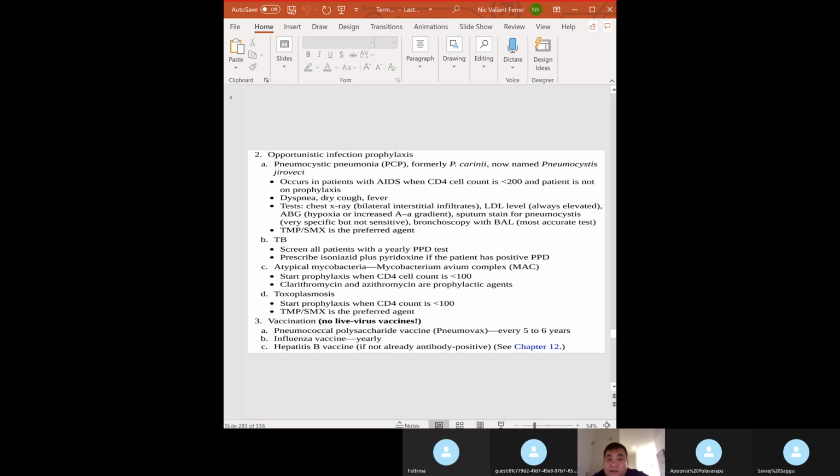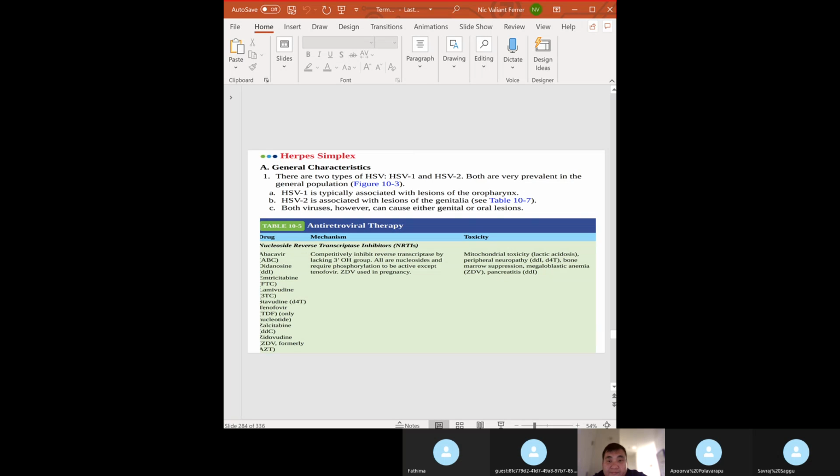Opportunistic infections for PJP. What's the test? Chest X-ray. High yield, what's the treatment? Trimethoprim-sulfamethoxazole. For TB, we talk about that: isoniazid with pyridoxine. For atypical, for MAC, clarithromycin and azithromycin, your macrolides. For toxoplasma, Bactrim, trimethoprim-sulfamethoxazole. High yield, no live virus vaccines, right? But you can give pneumococcal polysaccharide vaccine, influenza, and hepatitis B vaccine.